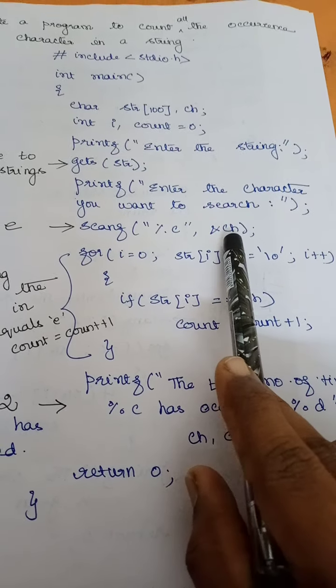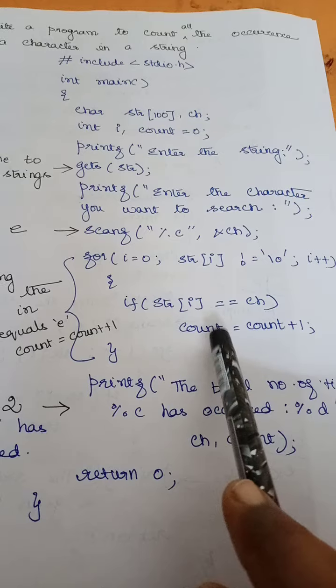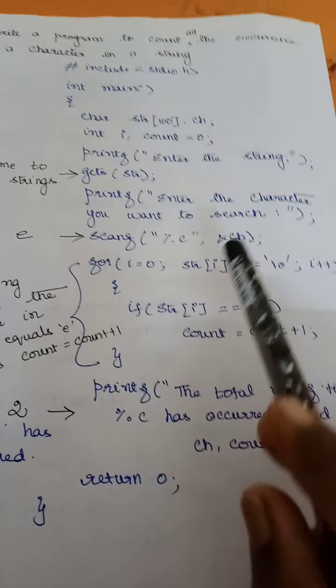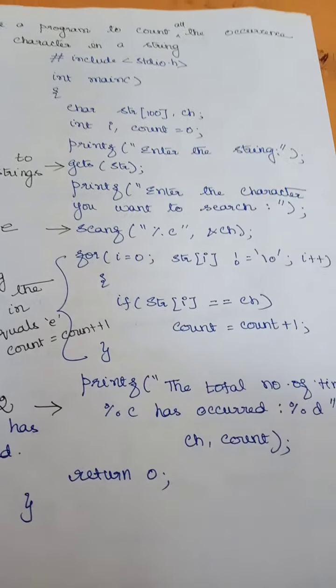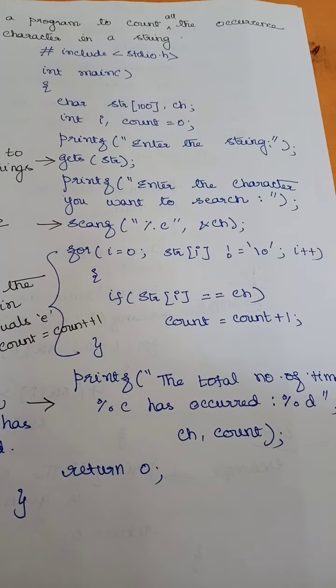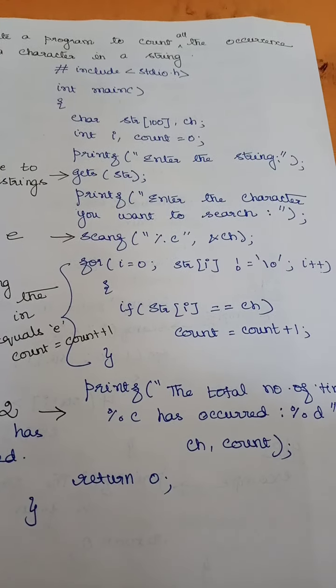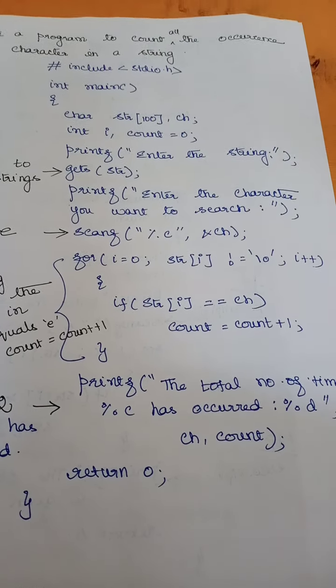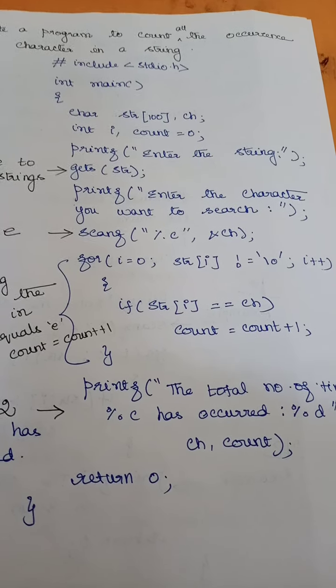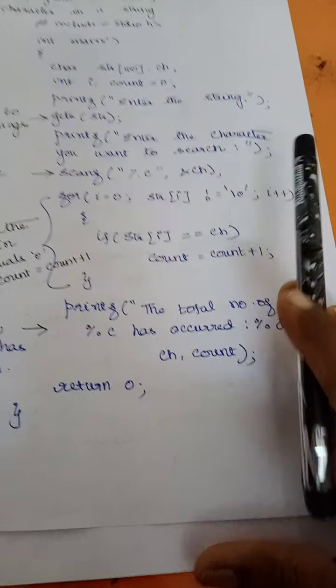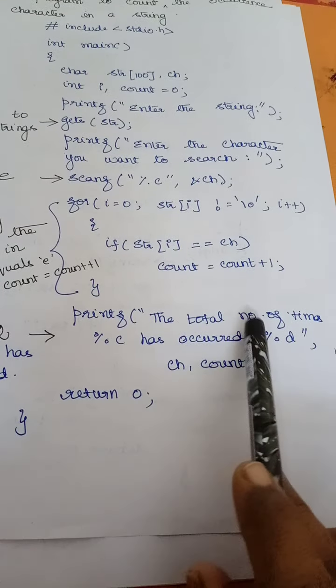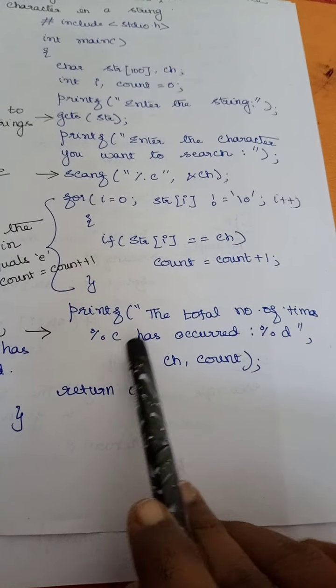Suppose whatever character you have entered is not present in the particular array, then I will have my count value equal to 0. Is it clear? You need not tell whether it is present or not. If it is present, you need to count the occurrences. If it is not present, then you will say the occurrence of that particular character is going to be 0, right? So printf the total number of times this particular character has occurred.